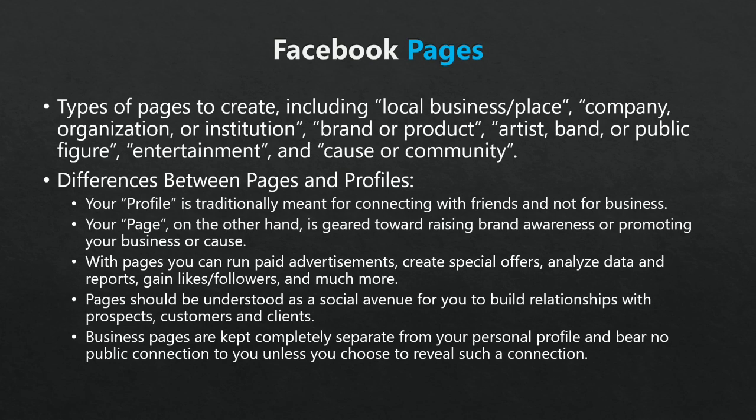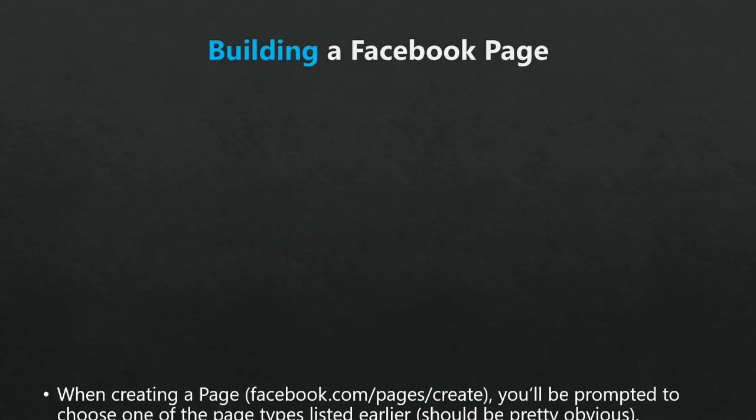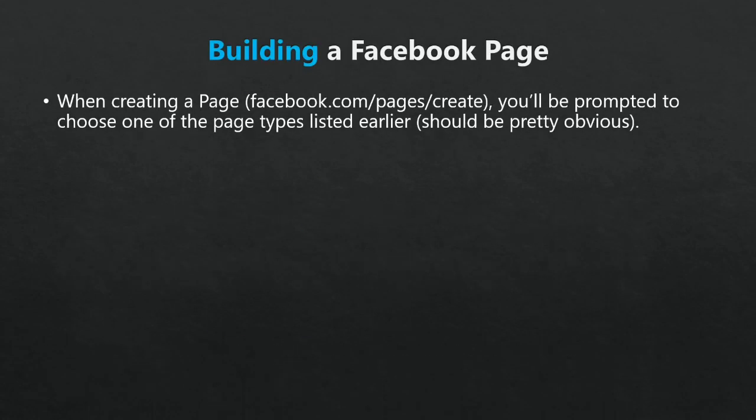Let's talk about building your pages. When you first start the page creation process, you can simply go to facebook.com/pages/create, and you'll be prompted to choose one of the page types listed above. This should be relatively obvious. There is some disagreement about whether online businesses should choose company/organization or brand/product. In most cases, for online businesses, it's the latter, but it entirely depends on your business. It won't make a huge difference in your page functionality though, so don't agonize over the decision too much.